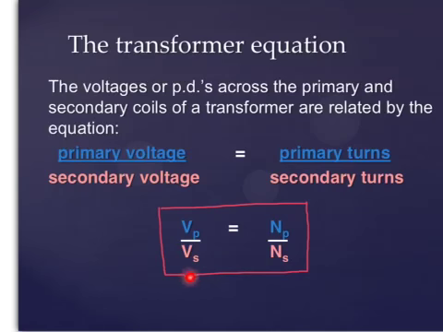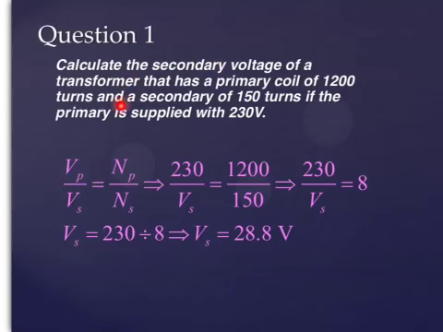This is a very important transformer equation or formula. It says the primary voltage over the secondary voltage is equal to primary turns over secondary turns. Here is the question, and here is the answer in detail. Just read through it carefully yourself.